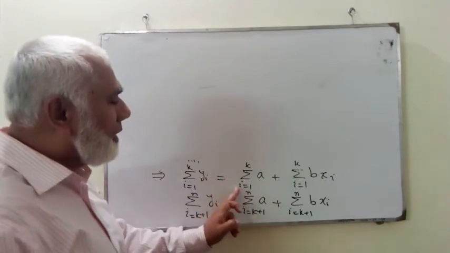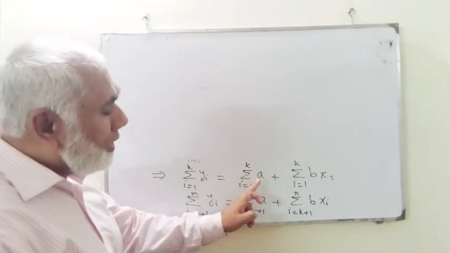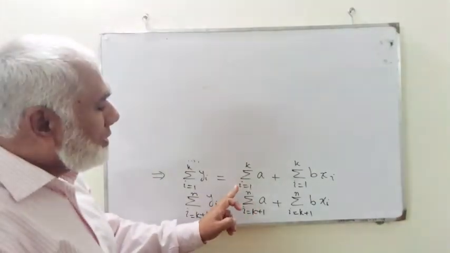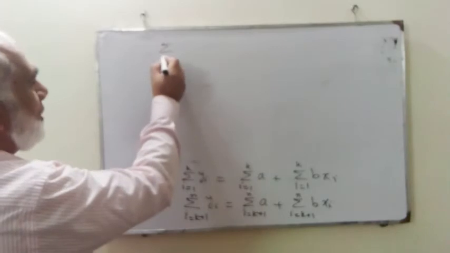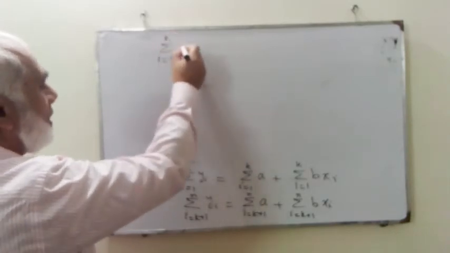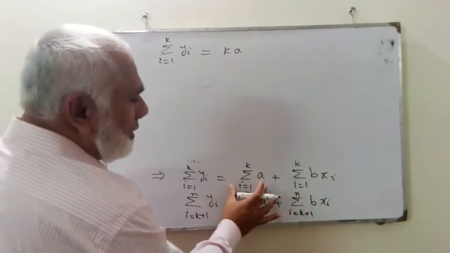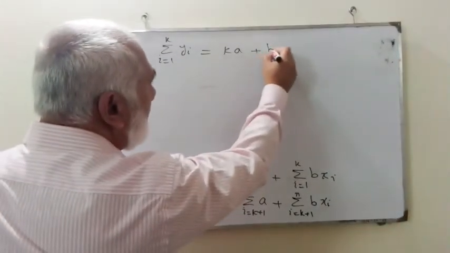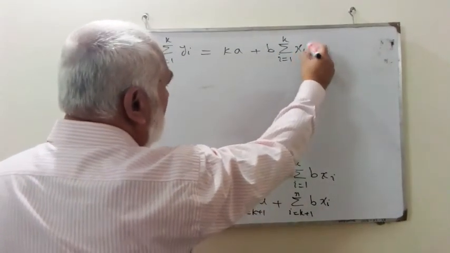Okay, after doing this, now I'm taking this a outside the sigma notation, and sigma i equals 1 to k will now be applicable to 1 only, and we all know that whenever we apply it to 1, the result will be k times a. So here we get the result sigma i equals 1 to k of yi, and the result takes the form k times a from here, and from here b can be taken out. Inside this gives you sigma i equals 1 to k of xi.